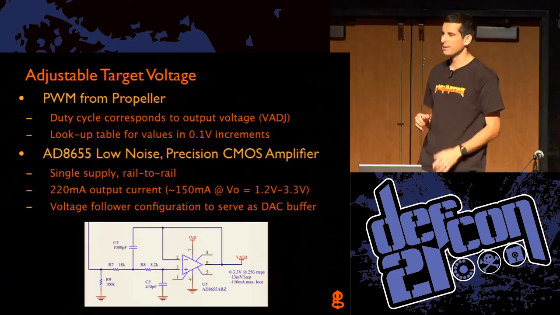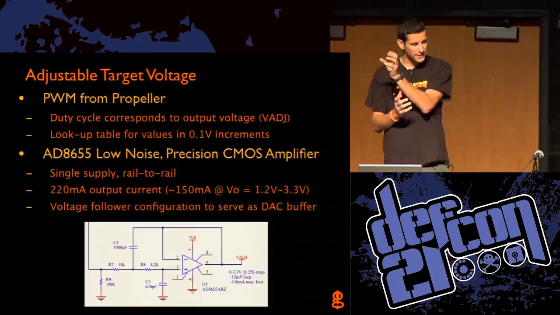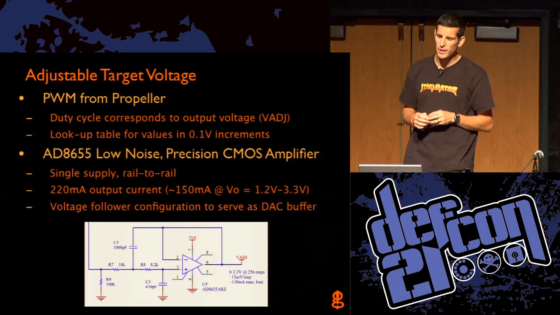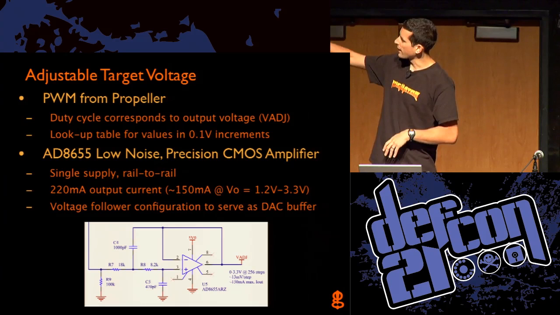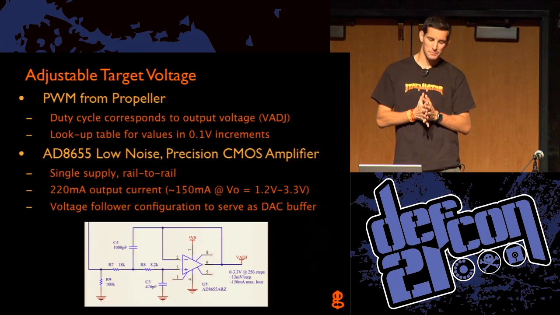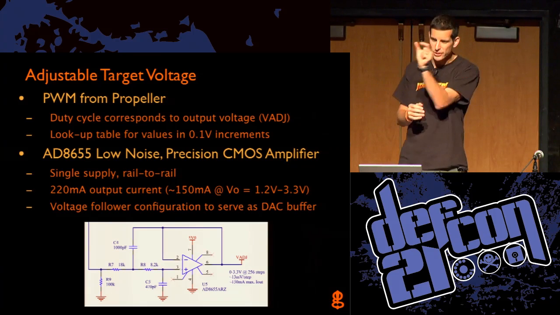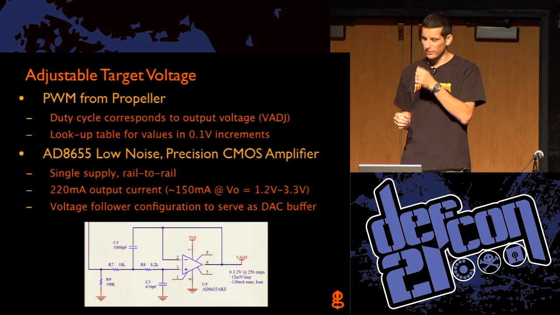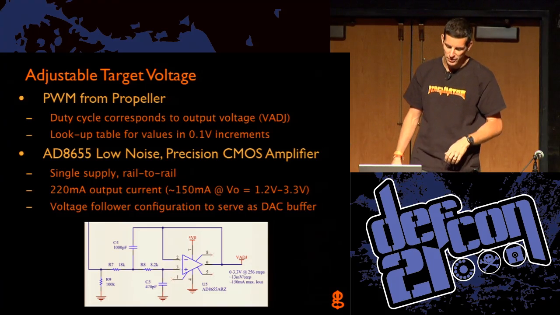Target voltage: PWM output from one of the pins on the Prop, and the duty cycle is going to determine what the output voltage is. And I have a little RC filter and an op amp, a very simple implementation of a D to A. And I have a lookup table that actually defines the duty cycles for each voltage level in 0.1 volt increments. So we can be very fine in our output voltage.